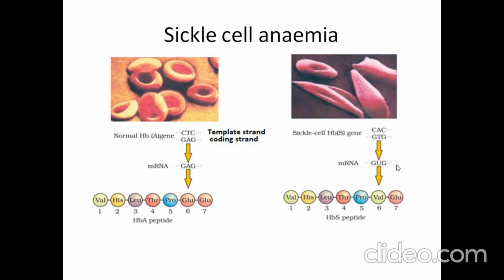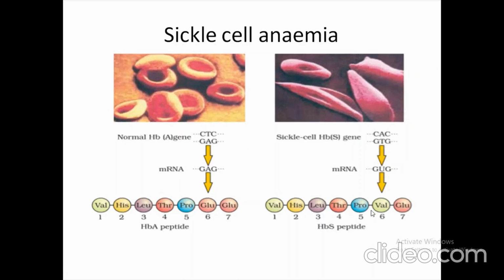So sickle cell anemia is an example for A to T mutation, because A is replaced on the coding strand by T. It is also called AT to TA mutation.